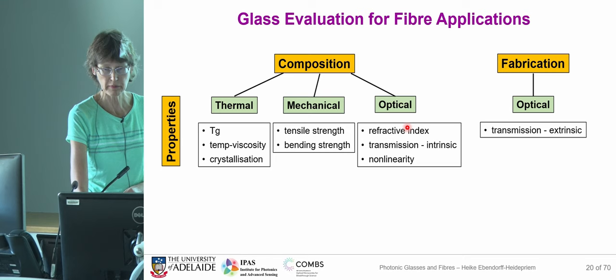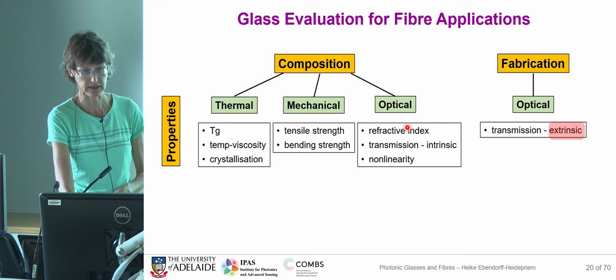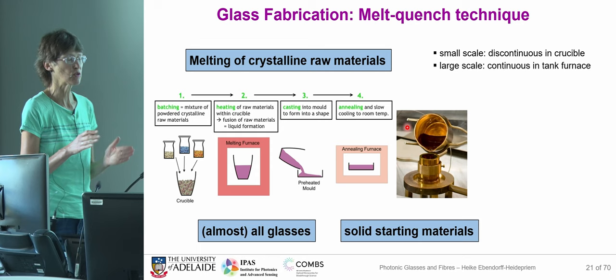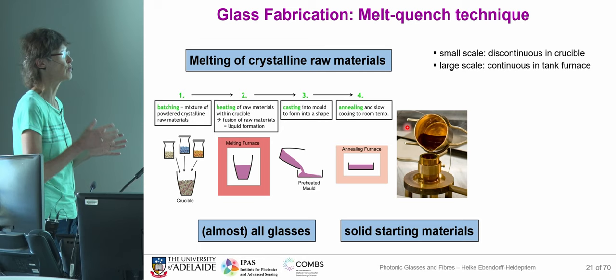So, this was all about intrinsic properties. Now I come to extrinsic properties. Now back to how to make the glass. I talked about preform fabrication and fiber drawing, but first we need to make the glass. As I already mentioned, there are two main technologies.